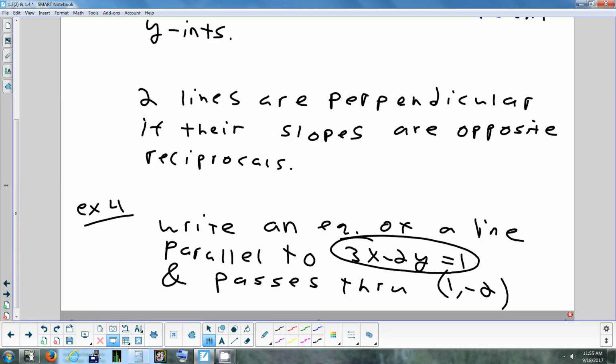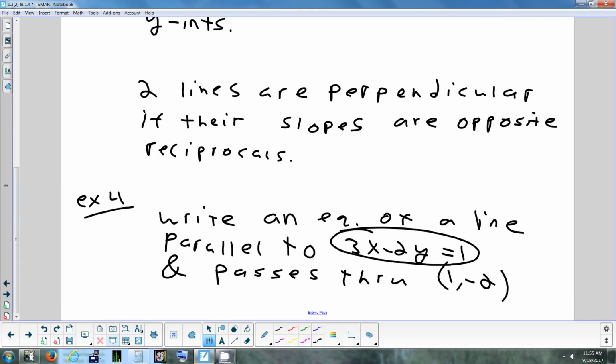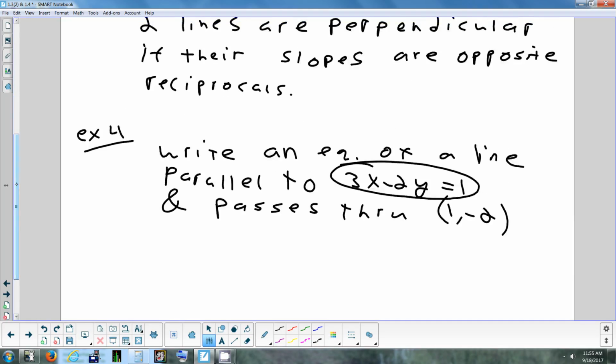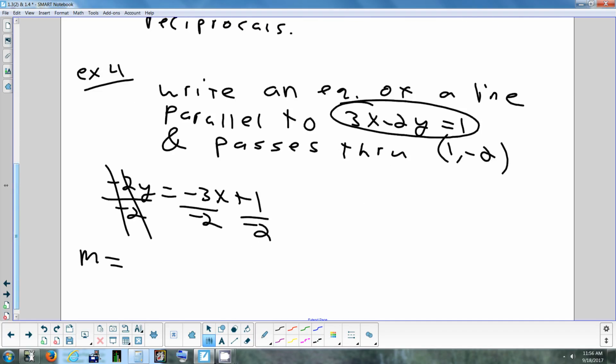Well, if you want to find a line that's parallel to that, what's the first thing you have to know about what I circled? Yeah, you've got to find the slope of 3x minus 2y equals 1. So the first thing I would do, like we just did, get y by itself. So we have -2y equals -3x plus 1. And then divide everything by -2. You don't even really need to simplify. All we want to know is the slope. What's the slope of that line? 3 over 2.